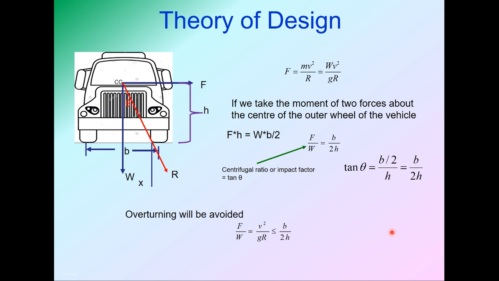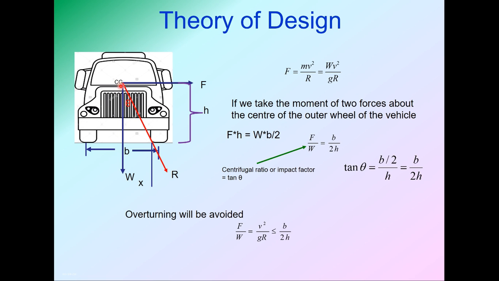Now let us consider the same vehicle. Here the horizontal force F is the centrifugal force, which is given by this equation, m v square upon r. For m you can put W, the weight of the vehicle, upon g, the acceleration due to gravity: W by g, v square upon R. Now if you take moments of these two forces, horizontal force and vertical force, about this point, that is, the center of the outer wheel, then the limiting condition will be that F into h, the height of the center of gravity, should be equal to W into b by 2, that is, half of the wheelbase. So this is the limiting condition, or you can say F upon W is equal to b upon 2h. This F upon W is called the centrifugal ratio or impact factor.